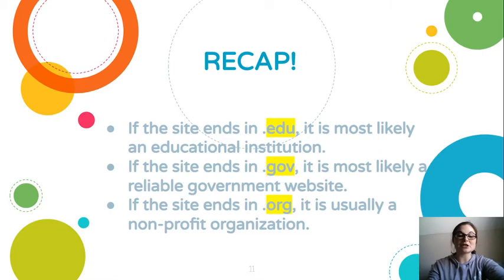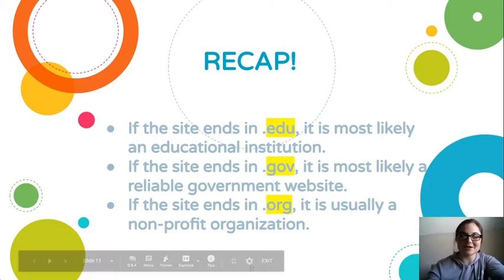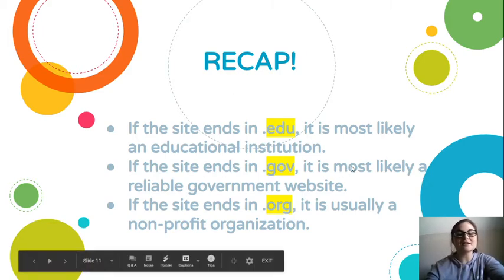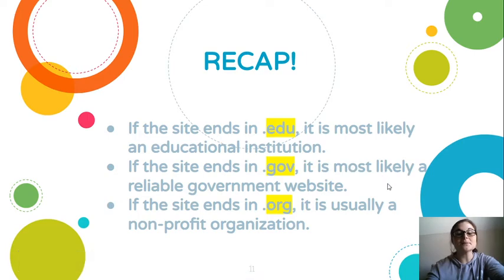.edu is tied to an educational institution, so if you go to look at colleges at some point in your life and you want information on that college, if you go to uakron.edu, it'll take you to the University of Akron's website, but if you go to uakron.com, I don't know where it's going to take you. If the website ends in .gov, it is most likely a reliable government website. So for the census, I don't know the exact website, but I think it might be like census2020.gov, that would be reliable information, because you know it is coming from a government website. If it ends in .org, it is usually a nonprofit organization.